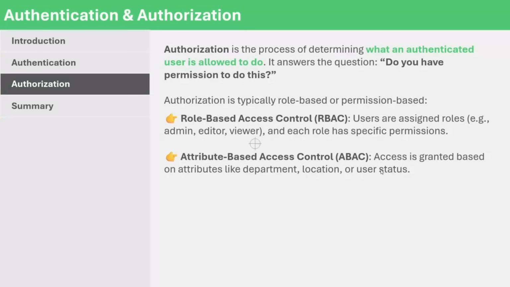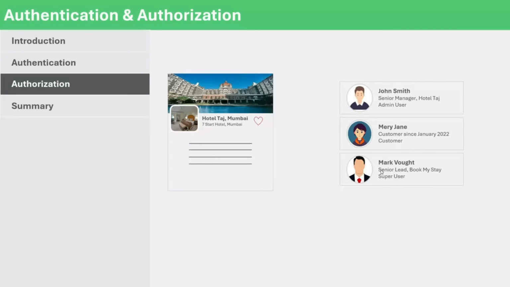Now, authorization is important because it prevents unauthorized access to sensitive operations or data, and it helps enforce business rules and security policies. And authorization also ensures users only interact with resources which they are permitted to. So for example, let's say in the application which we are building, we are going to allow users to book a hotel. Now, in our application, we can have three types of roles. We can have an admin role, we can have a customer role, and we can have a super user role.